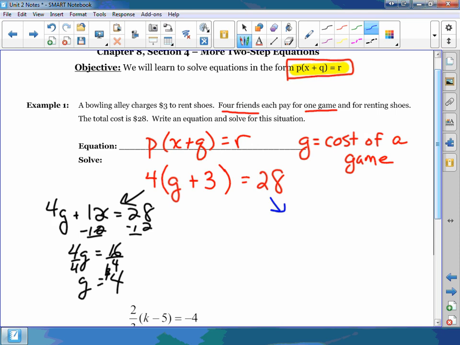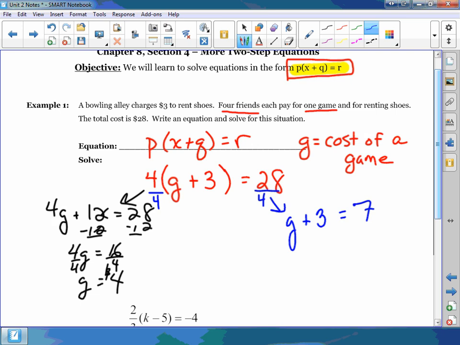So we could do inverse operations here. I could cancel out this multiplying by 4 by doing its inverse and dividing by 4. And since I'm multiplying the 4 times this quantity, I don't have to divide the G and the 3 also by 4, because it's part of the same quantity. So in blue, I'll divide this by 4, and over here, I'll divide this by 4. I'm left with G plus 3, and 28 divided by 4 is 7.